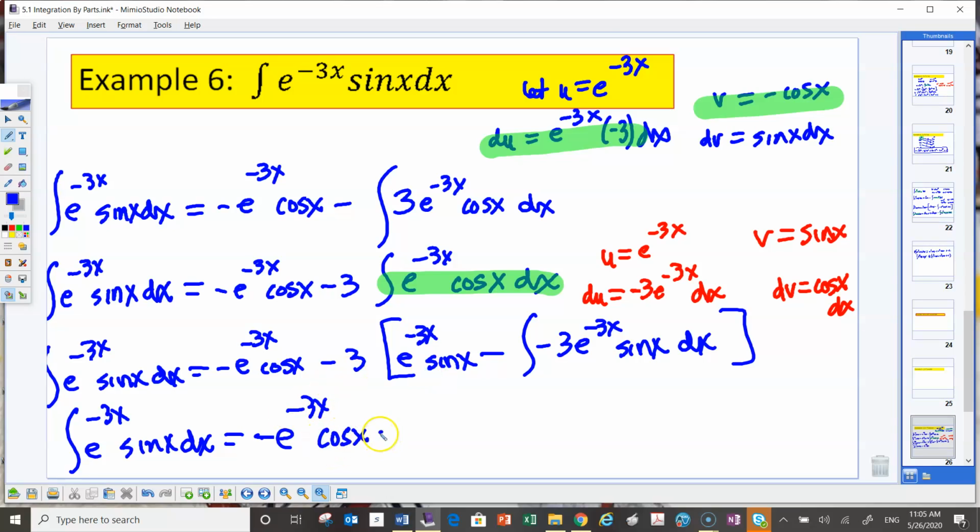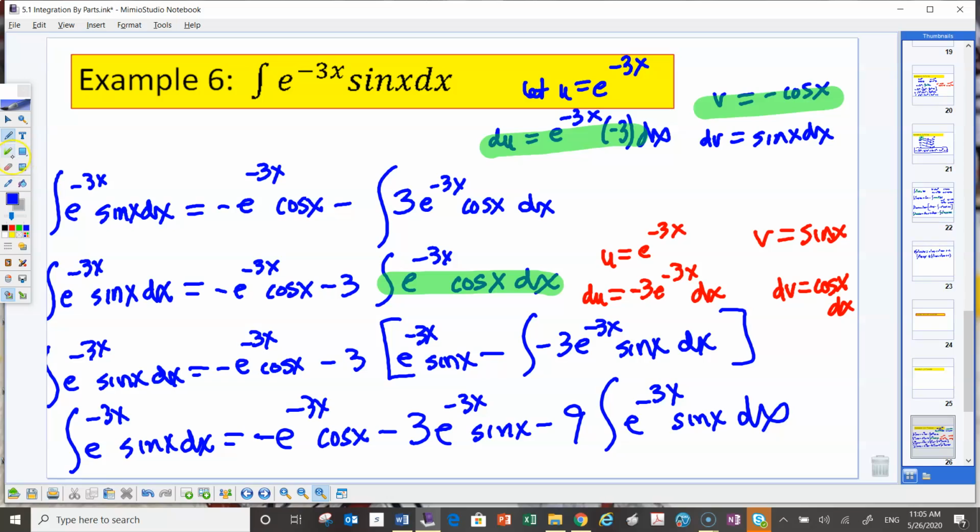I'm going to distribute the negative 3, so I'll make a negative 3 e to the negative 3x sine x. This negative comes out front to be positive, and times by the -3 will become -9 times the integral of e to the -3x sine x dx. Now, if you notice, this is the same as this.